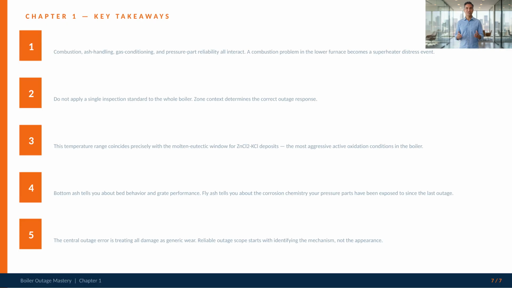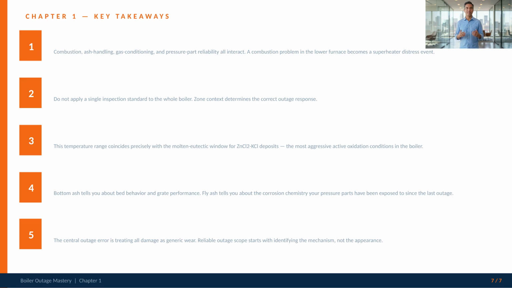Point 2. Each zone has its own mechanism, inspection basis, and outage scope. Do not apply a single inspection standard to the whole boiler. Zone context determines the correct outage response. Point 3. The lower furnace 350-500 degrees Celsius tube metal window is your highest risk zone. This temperature range coincides precisely with the molten eutectic window for ZnCl2 codeposits, the most aggressive active oxidation conditions in the boiler. Point 4. Ash streams are diagnostic evidence, not just waste.